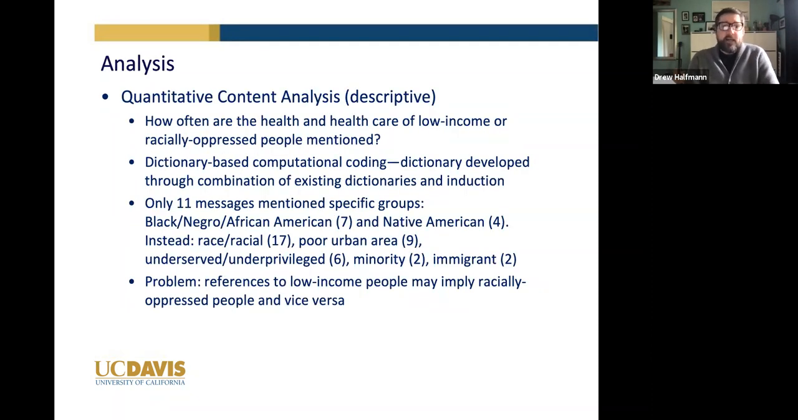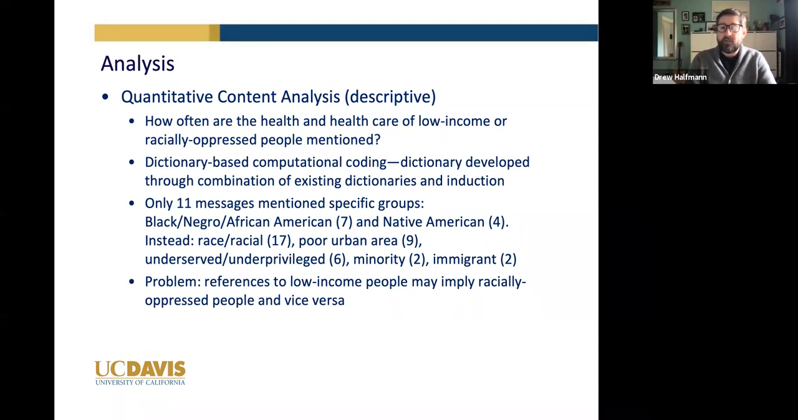So the analysis asks, how often are the health and healthcare of low-income or racially oppressed people mentioned in the speeches? I used dictionary-based computational coding. In other words, I made a dictionary of all the terms that might refer to those two groups. I developed the dictionary through a combination of looking at existing dictionaries, but then also, within my data set, finding analogous or similar words that would appear alongside those other words.